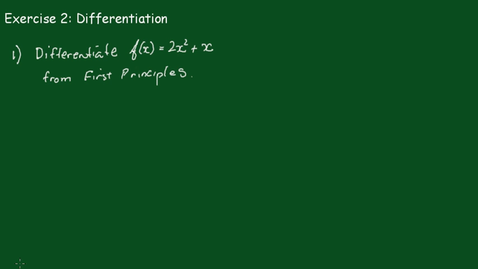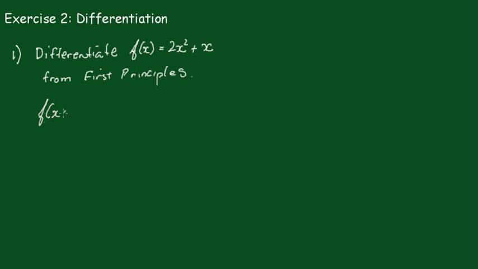Exercise 2, differentiation. Question 1: differentiate the function f(x) = 2x squared plus x from first principles. Just pause the video and have a go at this. Right, now, f(x) equals 2x squared plus x. So clearly we need to find out what f(x + h) is.